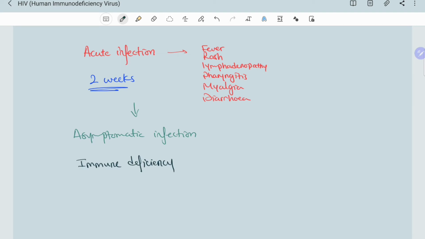And then the immune deficiency starts to show up by multiple symptoms related to declining CD4 T cell counts, such as oral thrush, diarrhea, weight loss, skin infections, and herpes zoster. And the complication of HIV infection that we're trying to delay as much as possible or prevent with treatment is AIDS.